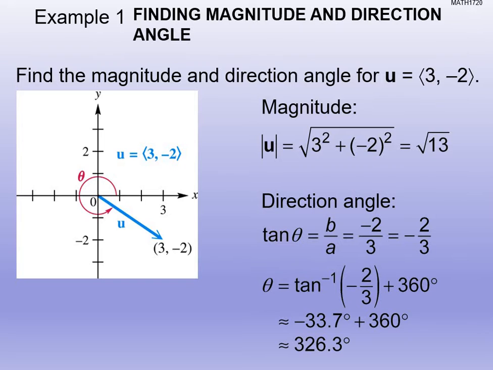Just to clarify, tangent inverse of negative 2/3 is negative 33.7, which is not incorrect. It puts us in the fourth quadrant, but we want to have the magnitude with a positive angle. So that's why we're adding the 360, so we get the actual positive angle there. So the solution here is square root of 13 at an angle of 326.3.